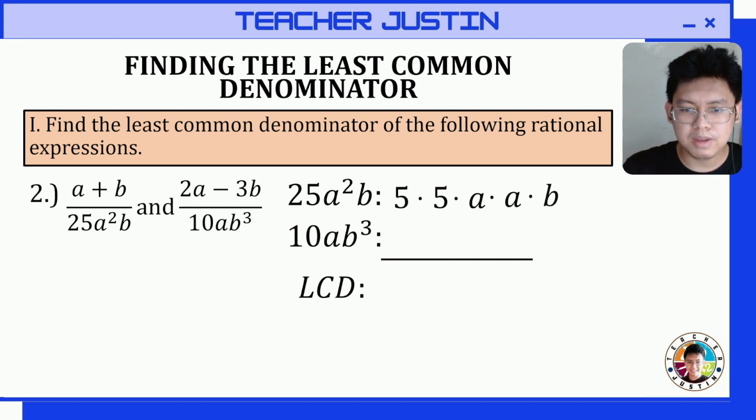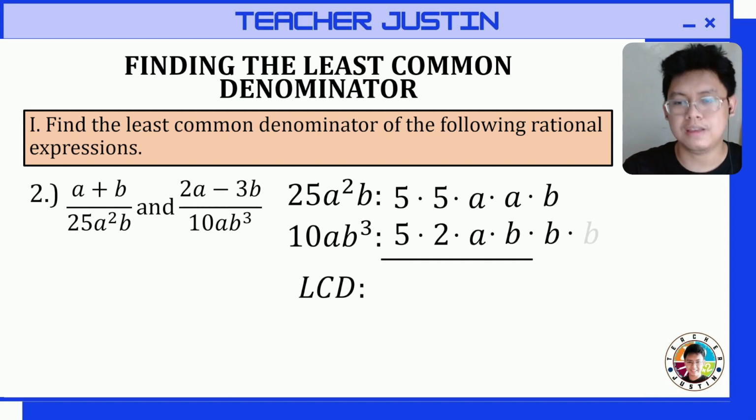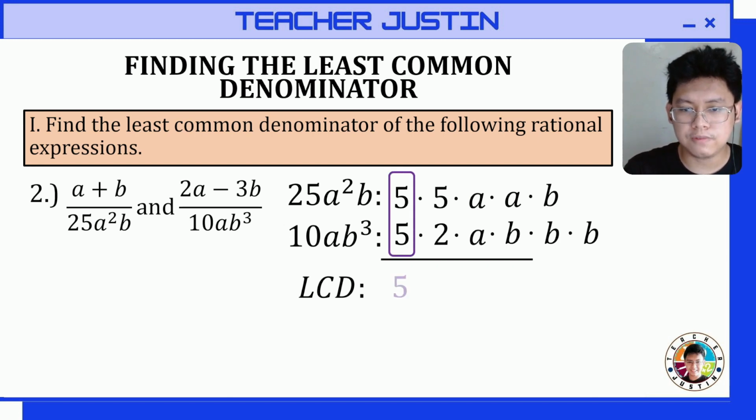Okay. Next naman, punta tayo kay 10ab cubed. So, we have 5 times 2 times a times b times b times b. Okay. So, nakompleto na natin yung mga factors ng ating denominator. Okay. Then, let's get the common factors. So, we have 5a and b. Yan yung mga common factors natin. Okay. Tapos yung mga walang common factors, kunin din natin yan.